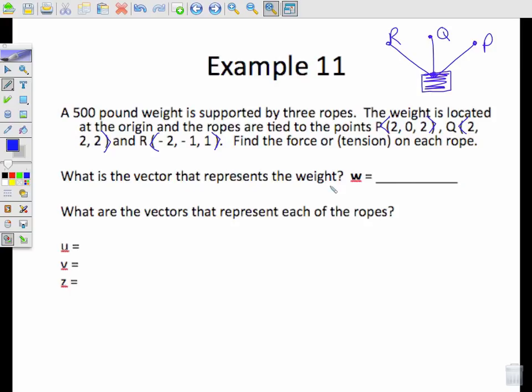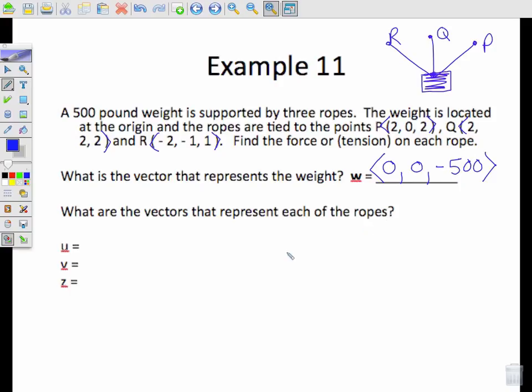What is the vector that represents the weight? Well, the weight is being pulled down here. Our weight vector would be 0, 0, and negative 500. It's the z value, because the weight would be pulling directly down in our 3-dimensional space, and since it's being pulled down 500 pounds, we use negative 500 for that measurement.